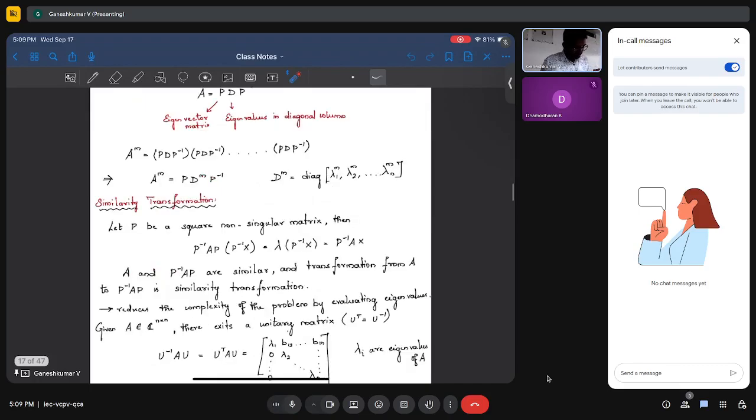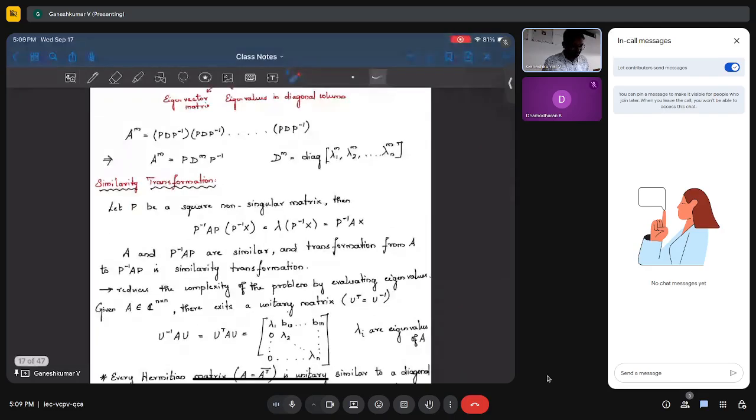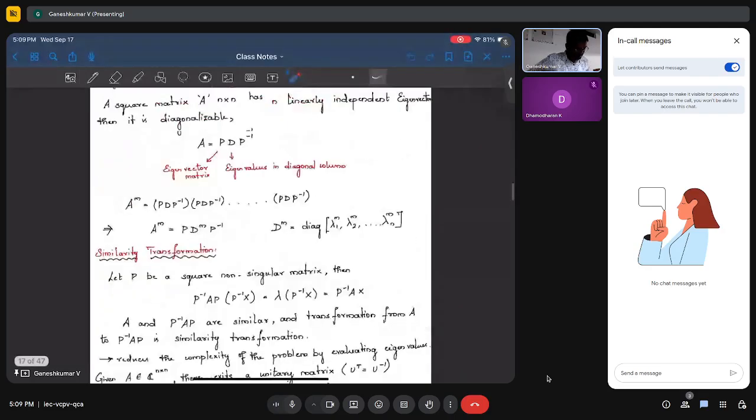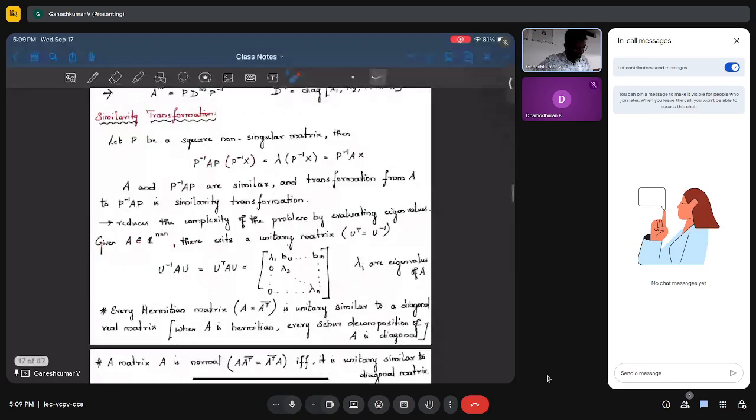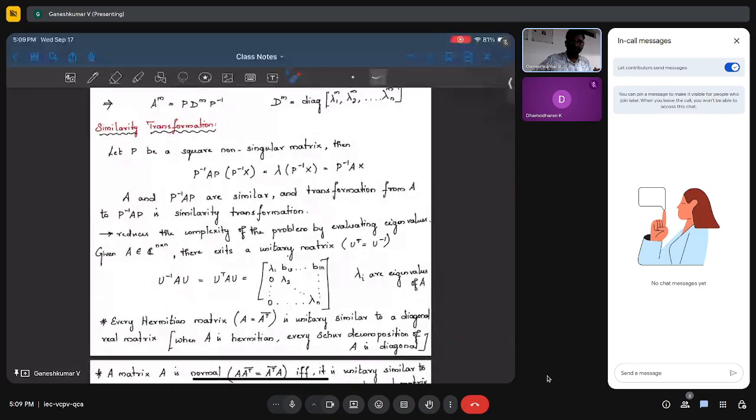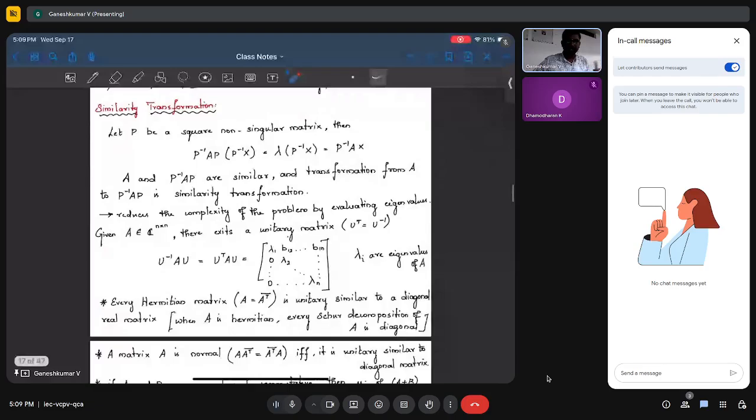So that is the advantage of doing diagonalization. You can easily find any order of A. And similarity transformation is used to transform a matrix from one space to the other space. Okay, so here we say they are similar.